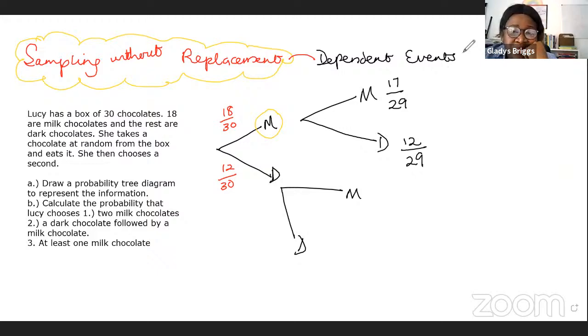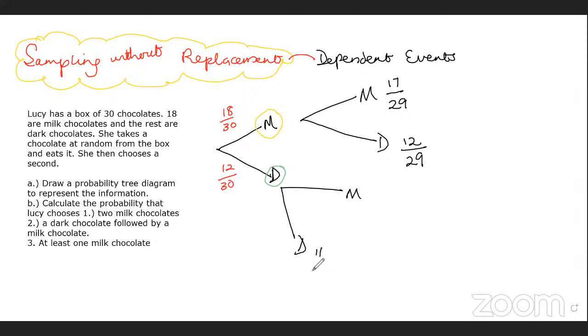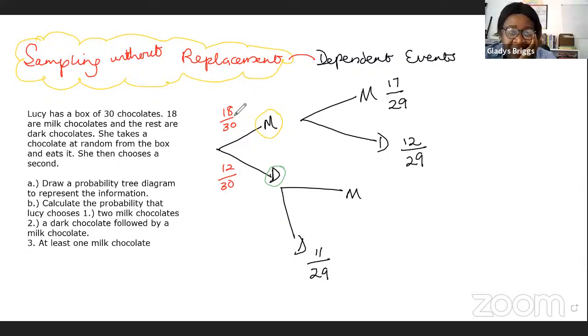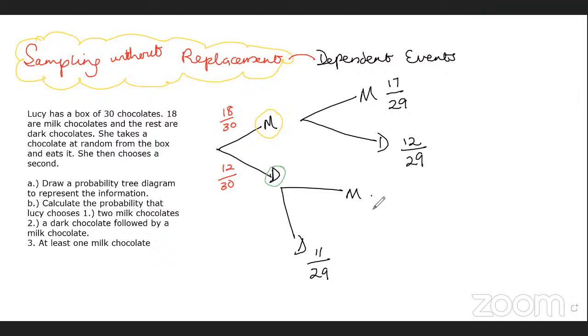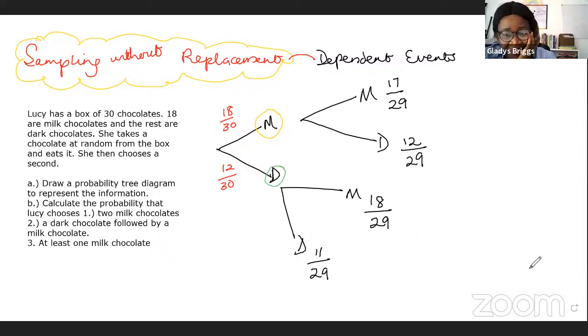If in the first draw, she chooses a dark chocolate, how many dark chocolates would she have left? 11 over 29. And the milk chocolate will still be 18 over 29. So now you know everything about the probability tree. You just need to answer the questions now, okay? So guys, answer the questions.